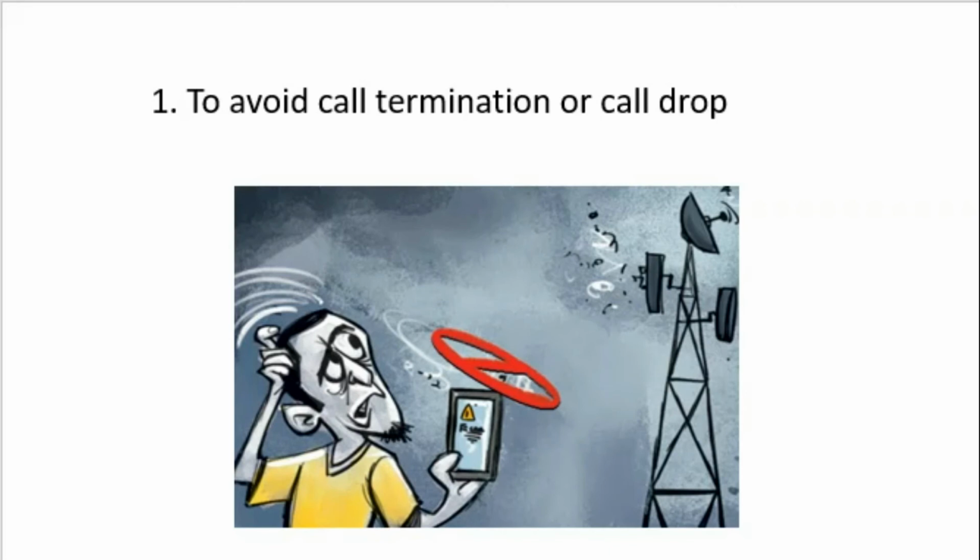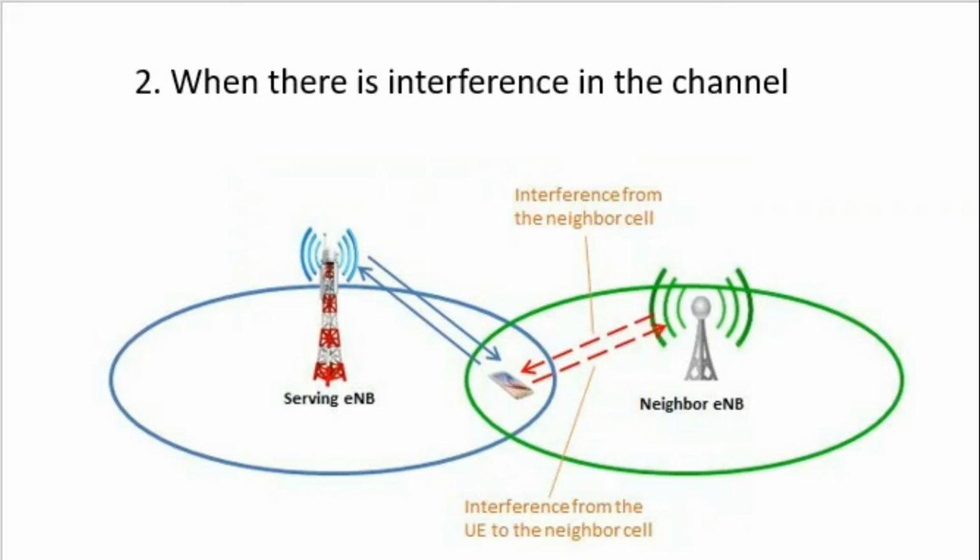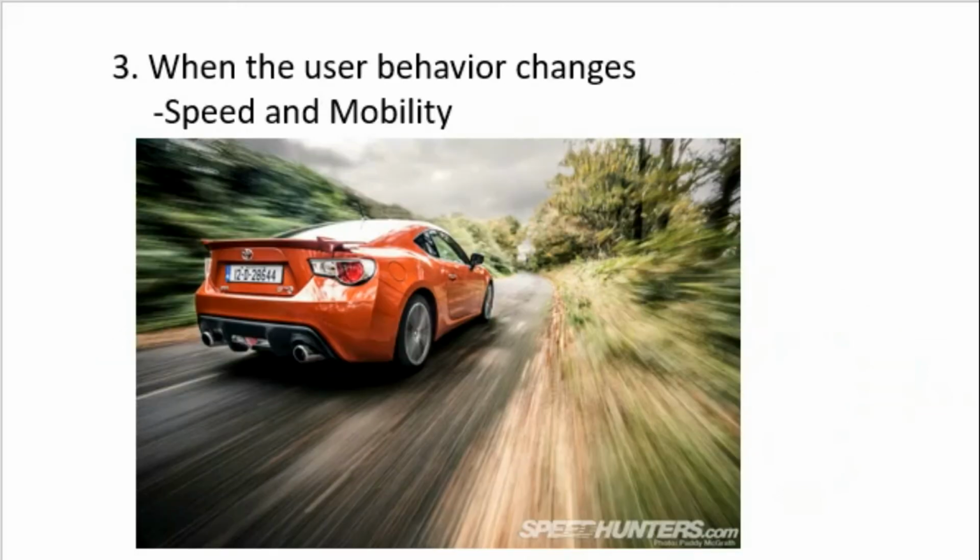Now, what are the reasons for handoff to be conducted? That is why handoff should be implemented. Number 1, to avoid call termination. That is, as we change our location, it is needed to see that no call drop occurs or gets disconnected. Number 2, when there is interference in the channel or signal. As we can see here, the channel is interfered by both the base stations. So to avoid this, handoff is needed. Number 3, when the user behavior changes, that is speed and mobility. So this is another reason why handoff should be implemented.